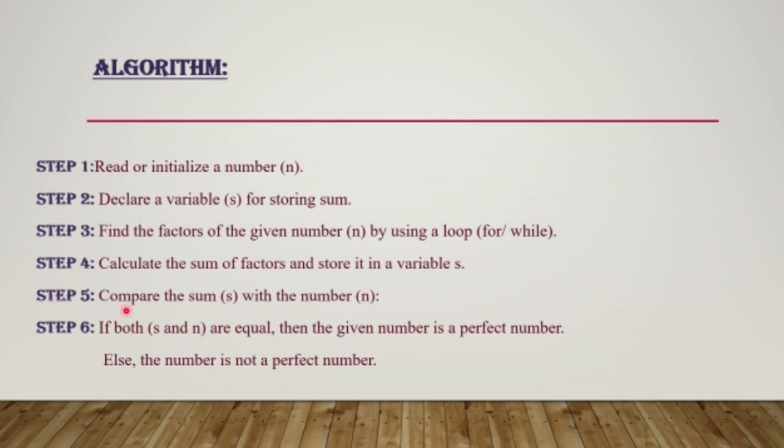In step 5, we will compare the sum with the number n which we have initialized in step 1. In step 6, if both, that is sum and number n, are equal, then we will print that the number is a perfect number. In the else part, we will print that the number is not a perfect number. So this is all about the algorithm.